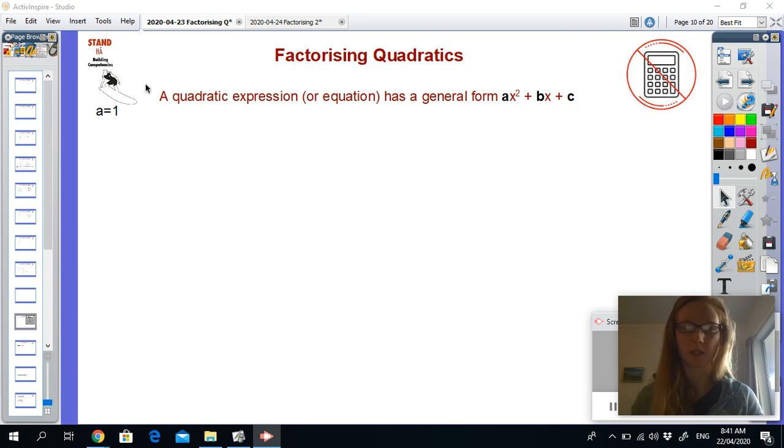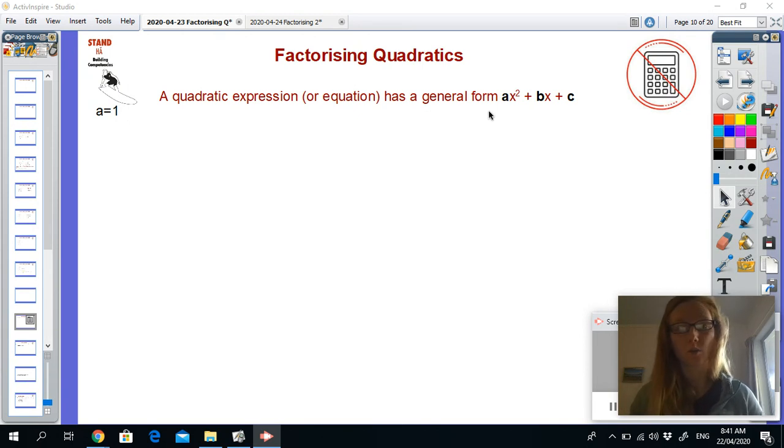A little note for you to make here. When we're factorizing a quadratic expression, or it could be an equation, but these today are expressions, it has the general form ax squared plus bx plus c. Not always in that order, but you can always rearrange them so that they're in the general form order that we usually find. And first of all, we're going to do a recap on how to factorize when a is 1. Important that we have that skill just cemented before we take it any further.